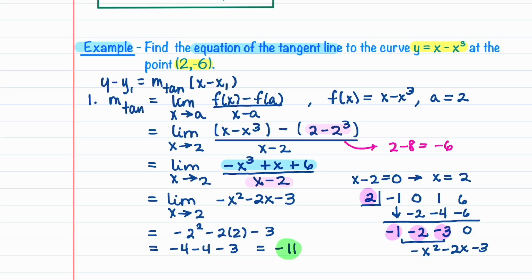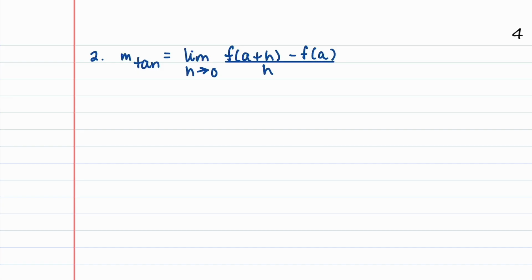Before we plug this value into our equation for the tangent line, I want to show you how to find the slope of the tangent line using another definition. The second definition looks like this. Slope of the tangent line is equal to the limit as h goes to 0 of f of a plus h minus f of a, all divided by h. A lot of textbooks and instructors will have you compute the slope like this 2 different ways just to get practice.